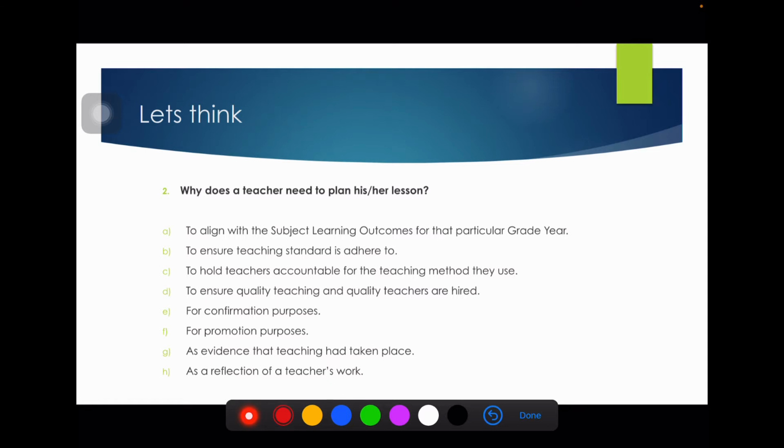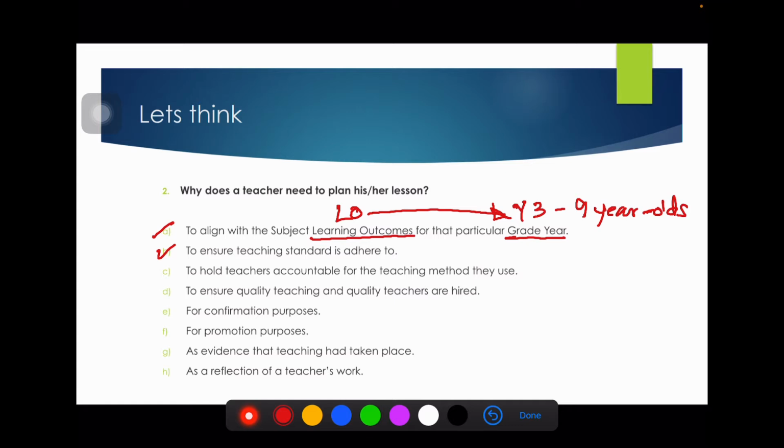Why does a teacher need to plan his or her lesson? Number one, or A, it is to align the subject learning outcomes for that particular grade year. That means the LO must be suitable for the grade year. If the grade year is year 3, these are 9-year-olds, so the LO will fit this. The other one is to ensure the teaching standard is adhered to. Yes, we do have a teaching standard which all of us need to follow and abide by.